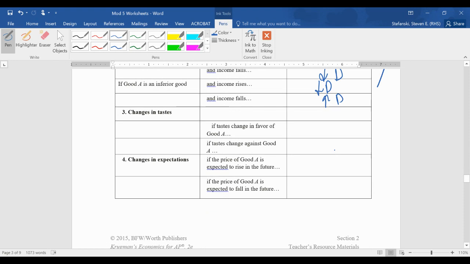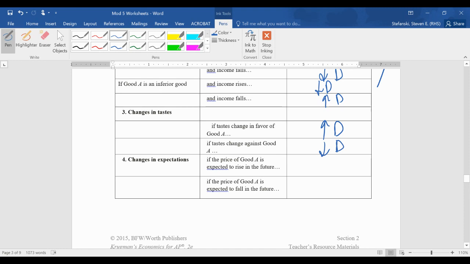Number 3 says a change in tastes. If tastes change in favor of good A, you're going to see an increase in demand. And if your taste changes against the good and it fades, you don't want it anymore, then it's a decrease in demand.